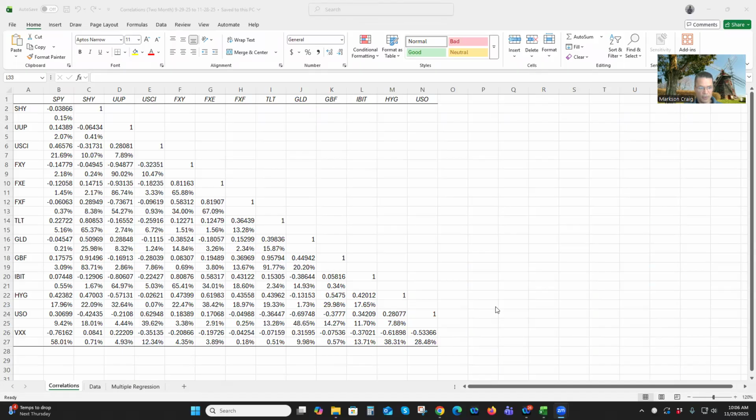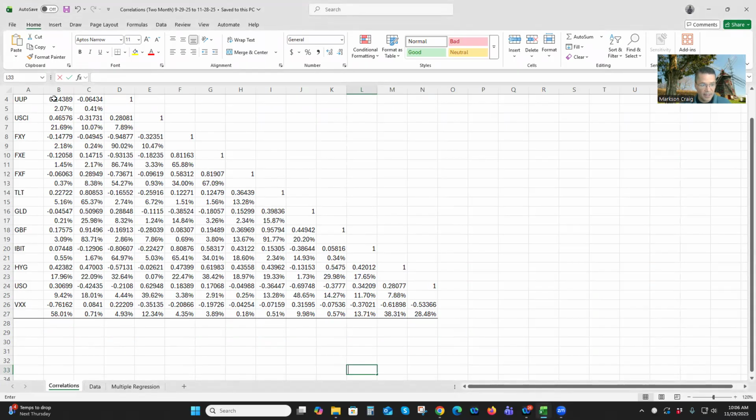Morning, this is Dr. Craig Markson, and what you see before you is a correlation table of non-equity exchange-traded funds and their relationship to the S&P 500 as measured by SPY. So the data set here is from 9/29/2025 to the last trading day, which was on November 28th, 2025. So it's 2 months' worth of data.